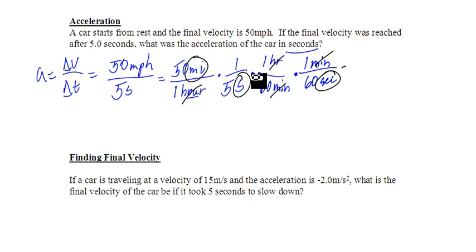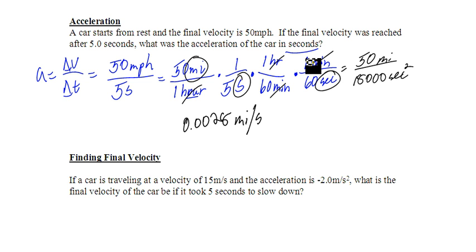And when I multiply across, I'm going to get 50 miles all over 18000 seconds squared. And when I divide that, I'm going to get 0.0028 miles per second squared. And there's my final answer.